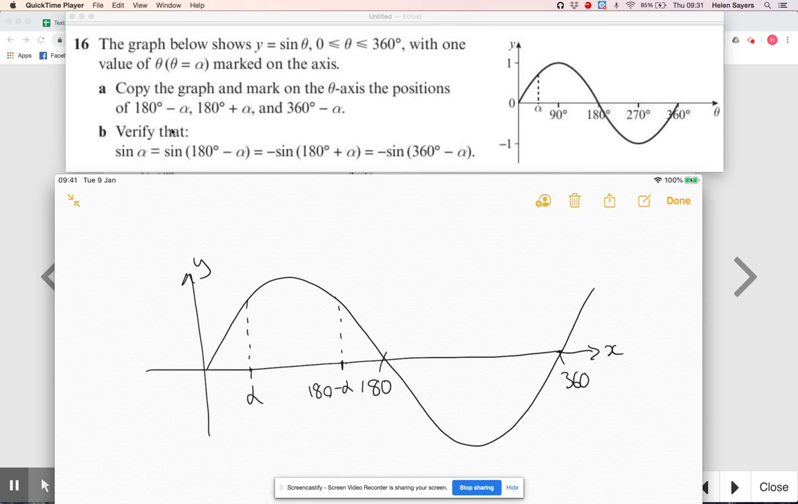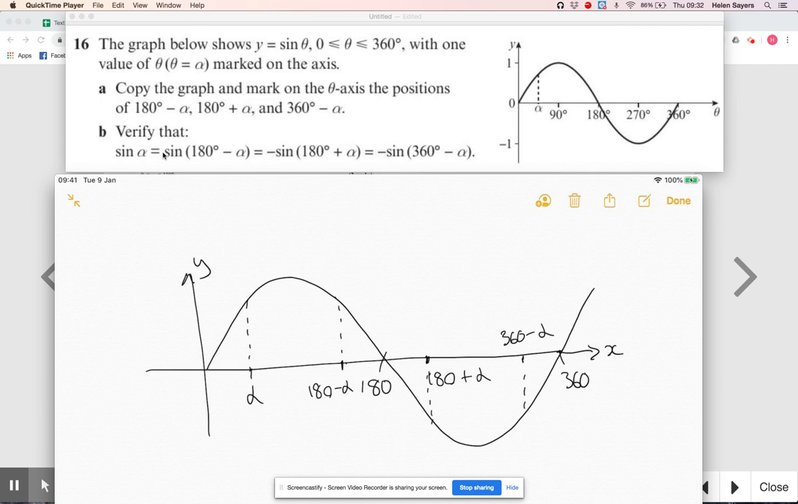Okay, and then 180 plus alpha. So if that's alpha, I want to go alpha up from there. So that's going to be about there. So 180 plus alpha. And then they want 360 minus alpha. Okay, so that's alpha. So 360 minus alpha will take me down to about there. Okay, so that's the first bit.